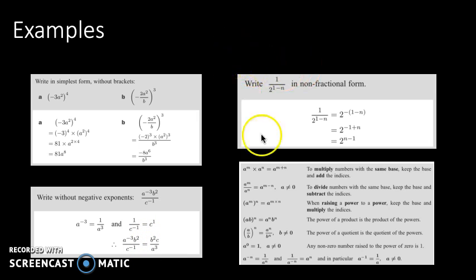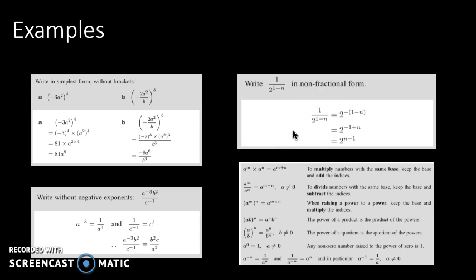Last example on these rules is going to be this one right here. And this one says write 1 over 2 to the power 1 minus n in non-fractional form. So it wants us to take it out the fraction. So we're going to use kind of the reverse of this one right here. So it says a to the power of negative n is equal to 1 over a to the power of n. And here we have 1 over something.